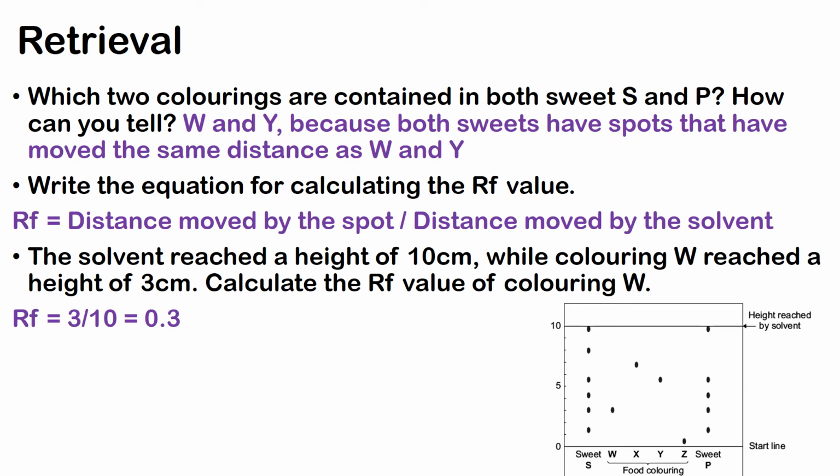A couple of things to point out here. Your RF value should always be less than 1, so that the spot can't move further than the solvent has. You're always going to be dividing a smaller number by a larger number, so it should always be 1 or less. It's possible that your spot might move the full distance, exactly the same distance as your solvent does, in which case your number will be 1. If it's more than 1, then you've made a mistake. You've probably put the numbers the wrong way around, so that's a quick way to check. If it's more than 1, just try flipping the numbers.